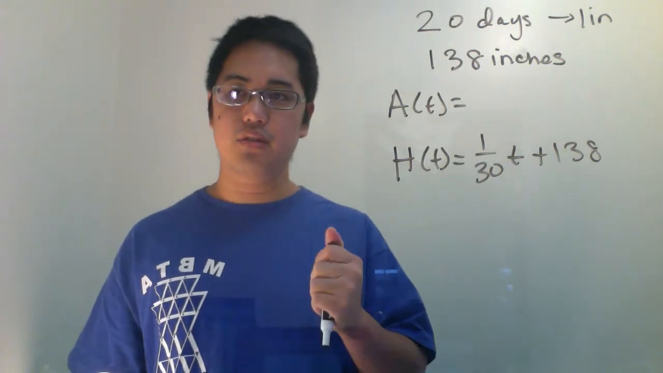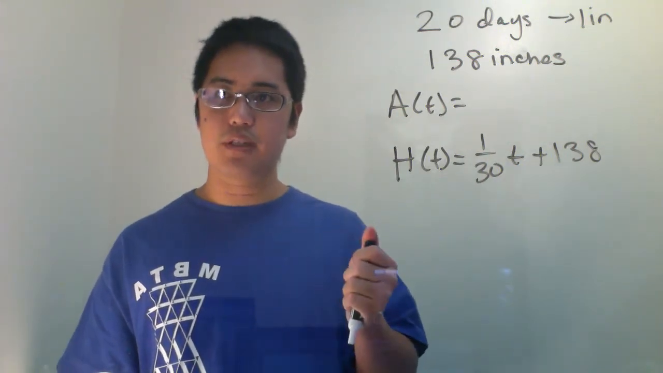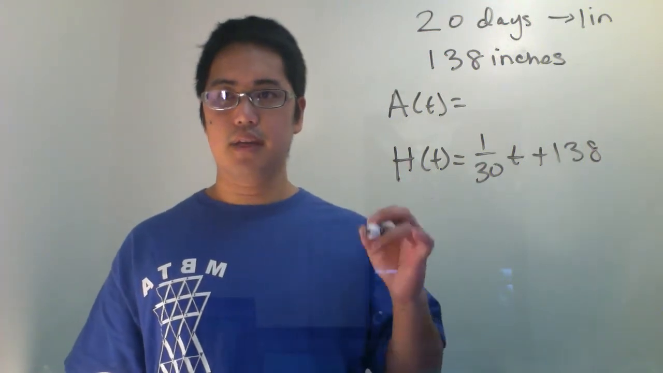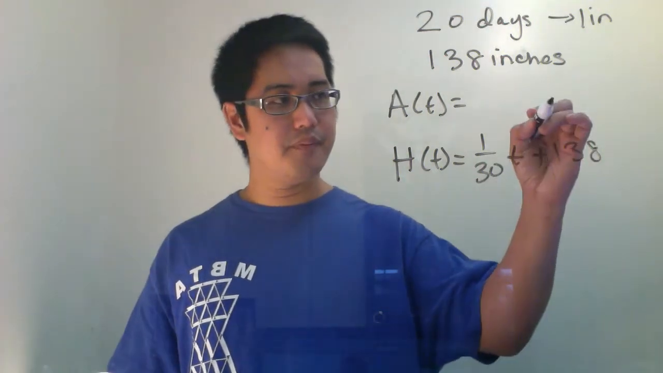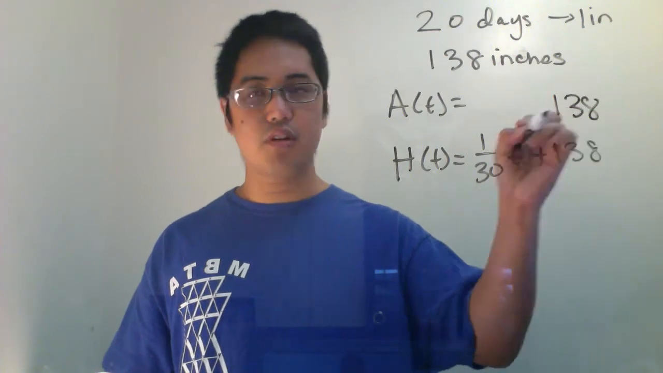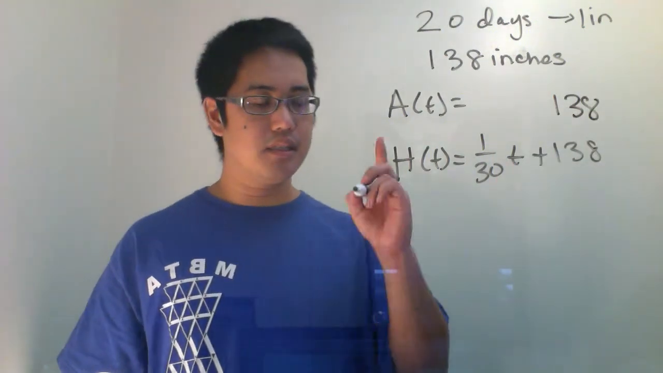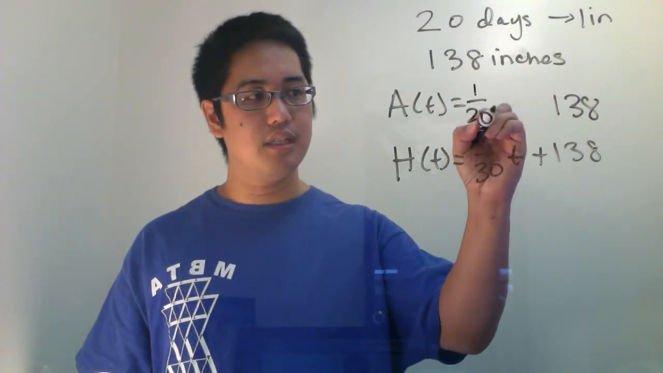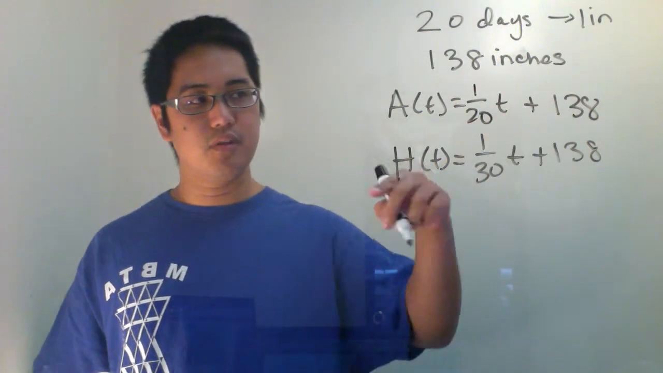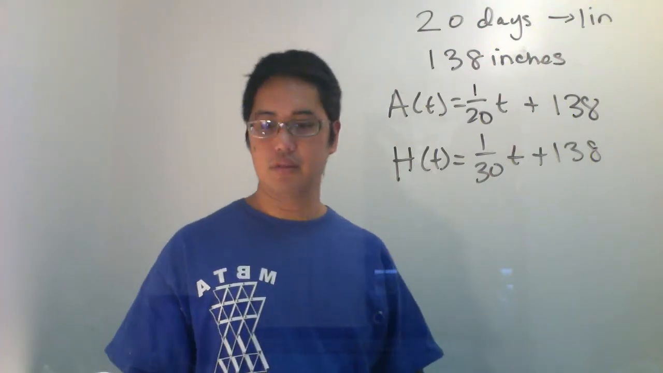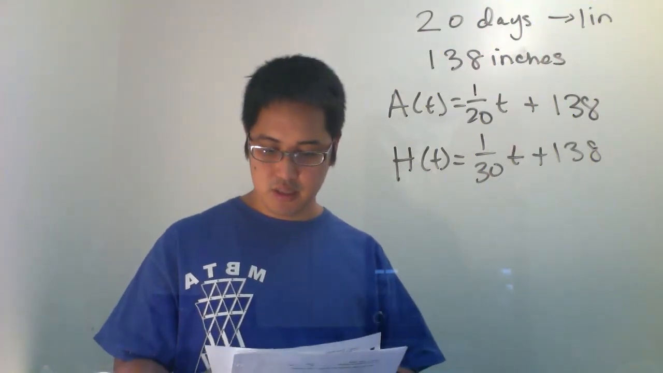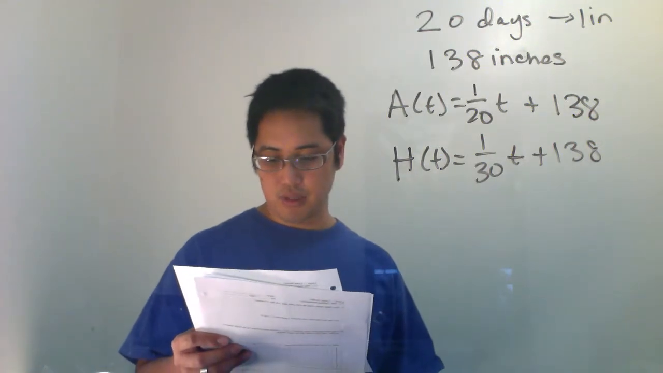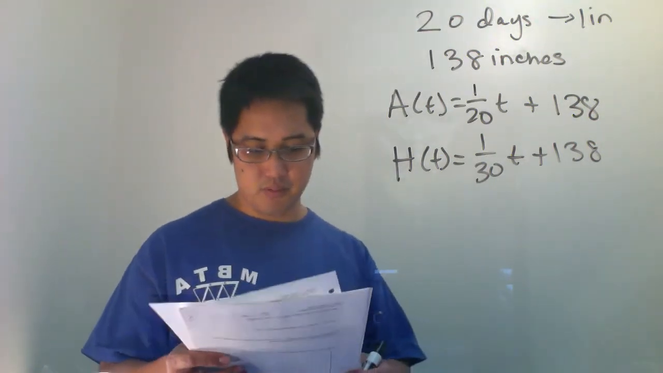Would I change the 138? That's my question. That's one question. Yes or no? Okay, the 138 will stay the same, because they're both starting at 138. But the difference that Alex has is it will be 1 over 20 t. For every 20 days, you add an inch. Are we cool with that? All right. That's a symbolic representation of Alex. If we want to graph that, that will be all right.